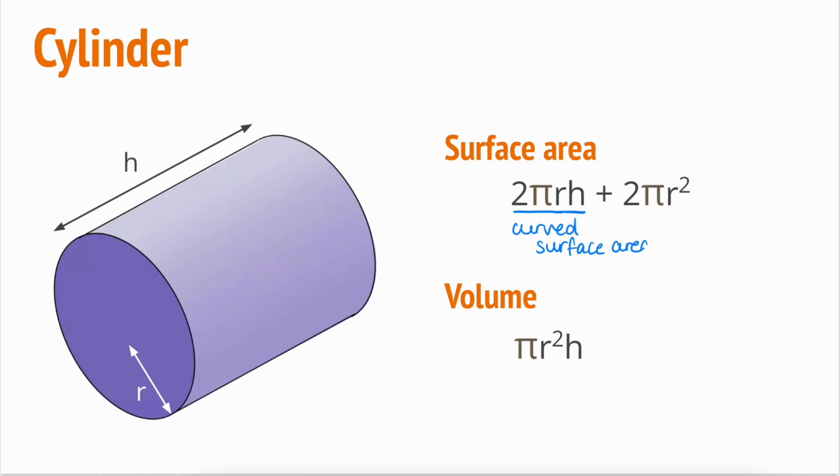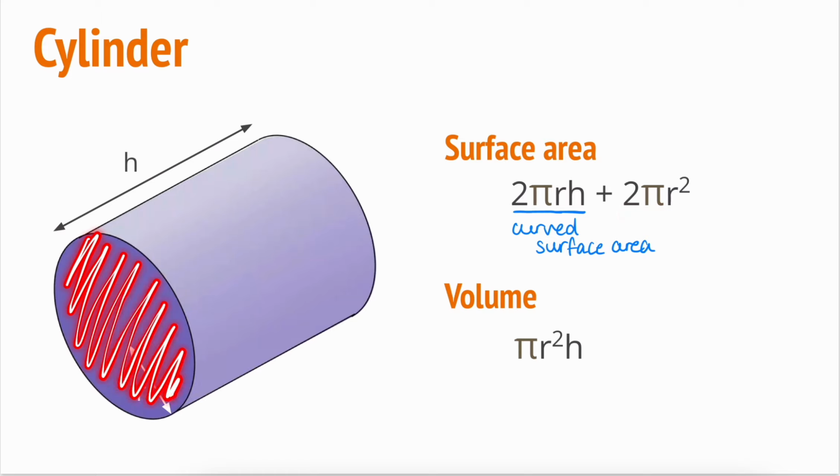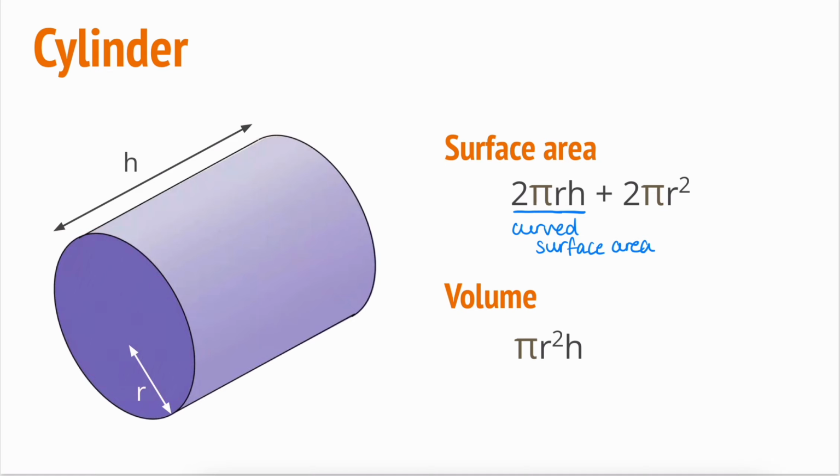And the second part is 2 pi r squared, and that is just the area, pi r squared, of the circle. And I've got two of them because I've got a circle on either end of the cylinder. So 2 pi r squared. So this part here is therefore the two ends, which are both circles.